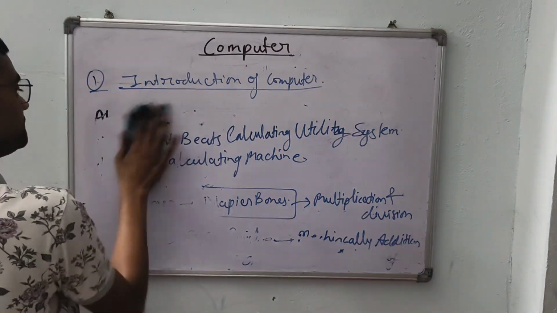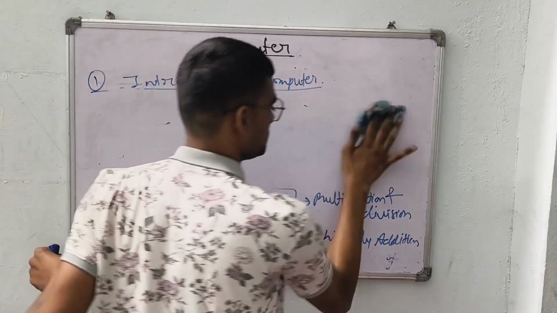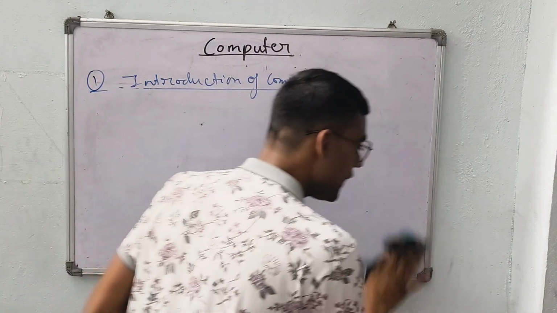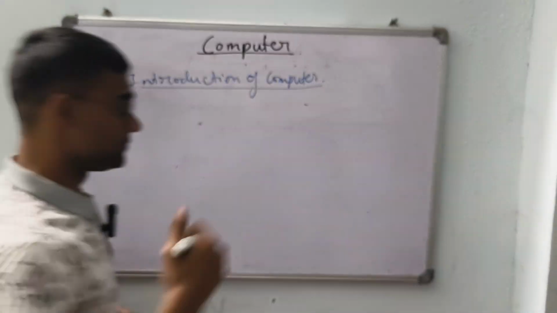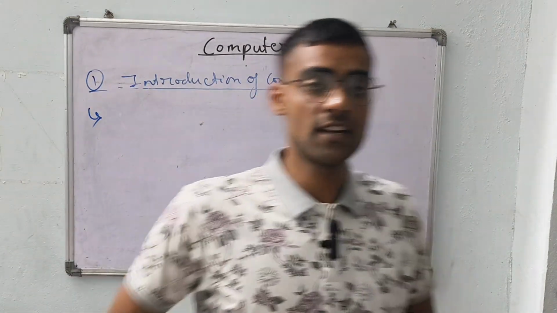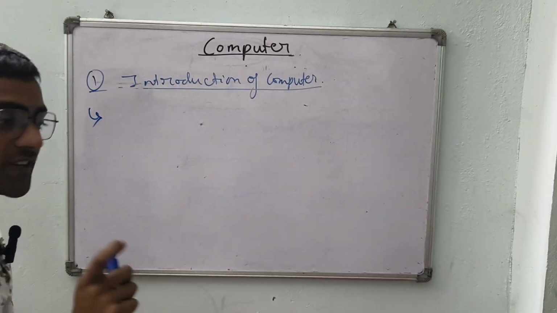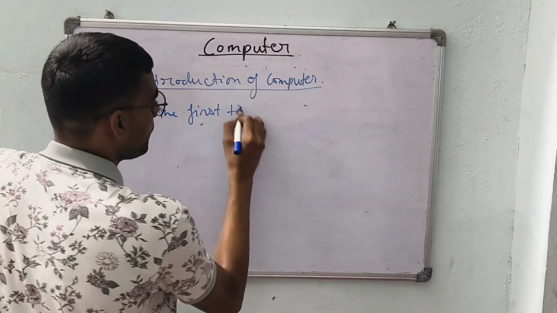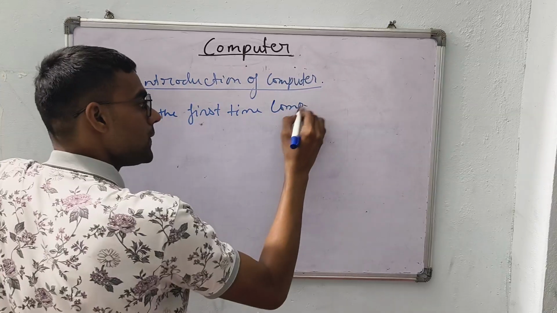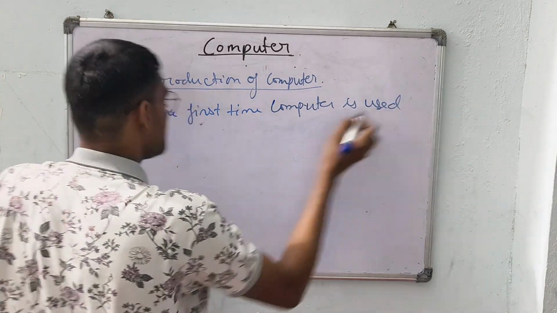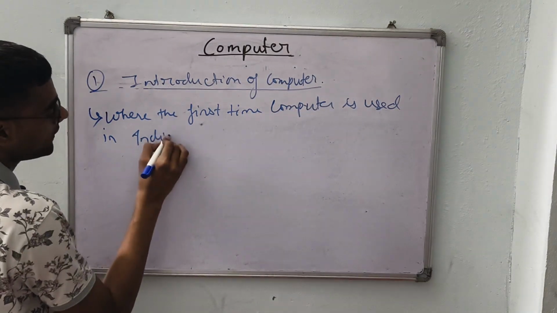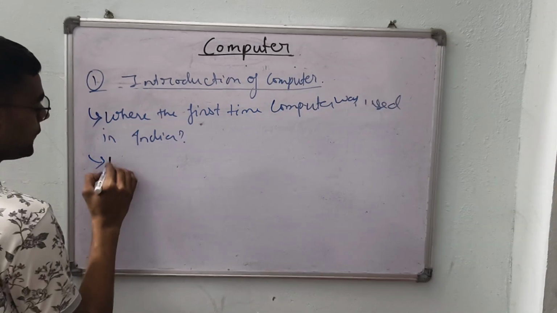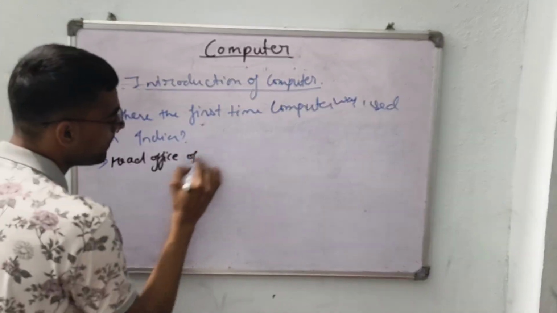And after it, now we are going to discuss some important points which are asked most often in exams. The first point is: where was the computer first used in India? Its answer is in the head office of Bangalore.